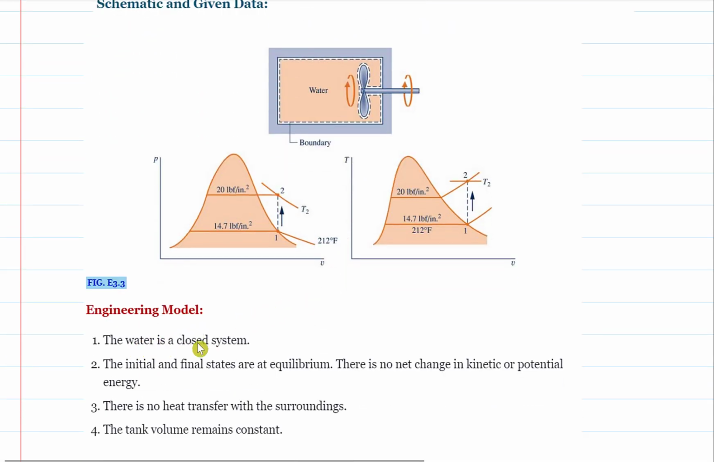So we are going to assume the gas is a closed system, no mass crosses the system boundaries. The initial and the final states are at equilibrium. There is no net change in kinetic or potential energy. The system is stationary. There is no heat transfer with the surroundings. Q equals 0. The tank volume remains constant. Since it's a closed system, we can also say that the specific volume of the system remains constant during the process. So first, let's fix the state.